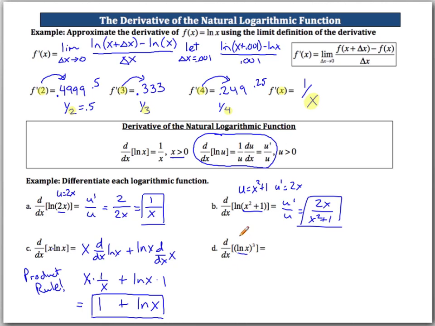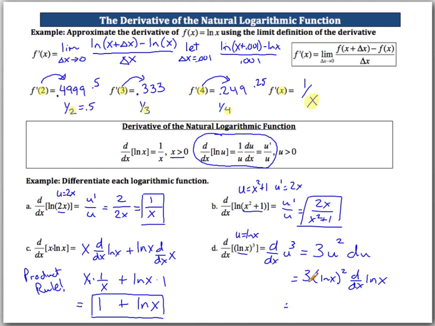All right, in this problem, now I have the natural log of x cubed. So if we were to think about this, u in this case would be the natural log of x. And so we're actually looking for the derivative with respect to x of u cubed. And so this is going to be kind of a chain rule problem. So remember, this is going to be 3 times u squared times the derivative of u. Okay, so looking at this, it's going to be 3 times ln of x squared times the derivative with respect to x of ln of x.